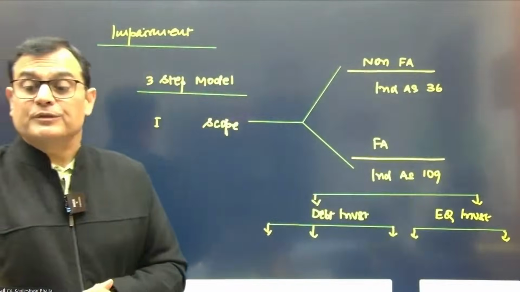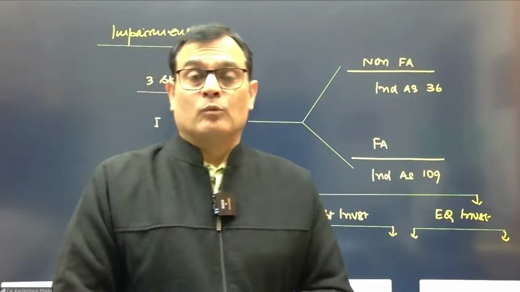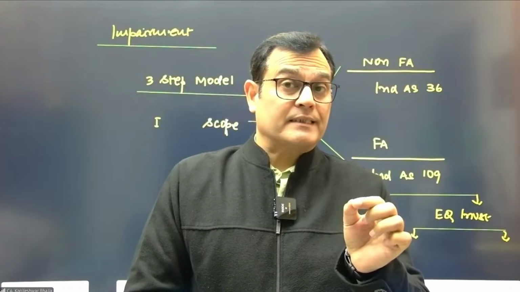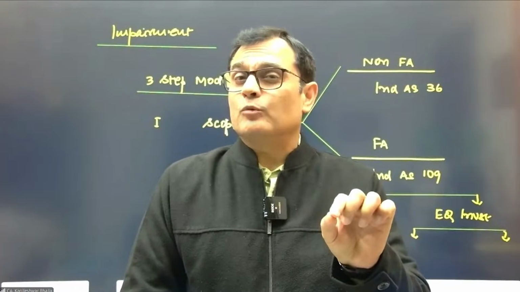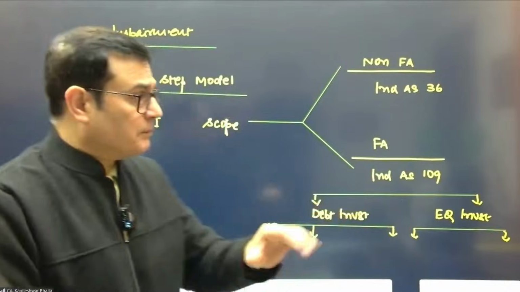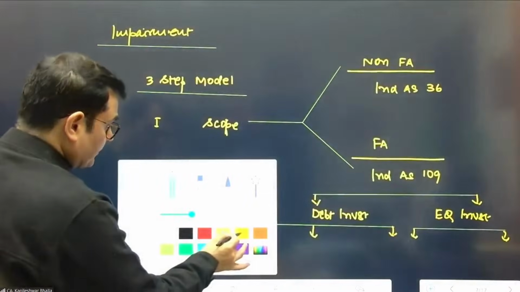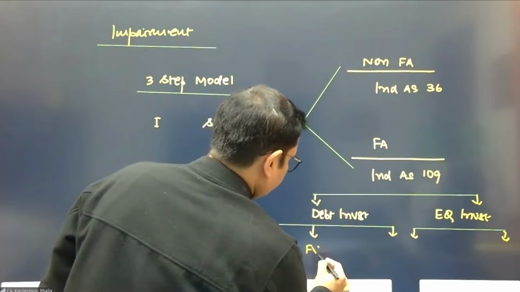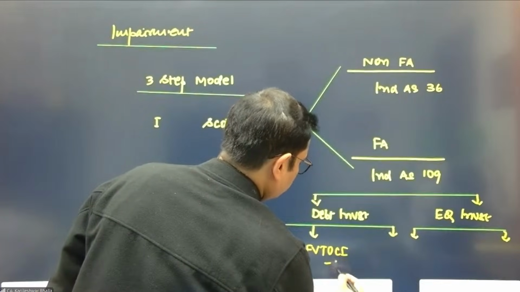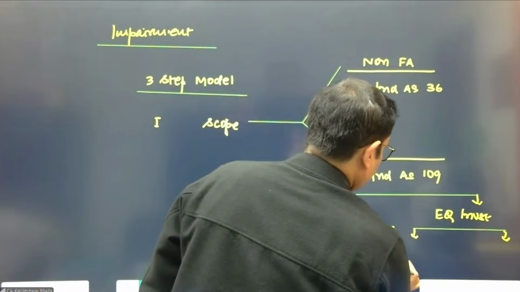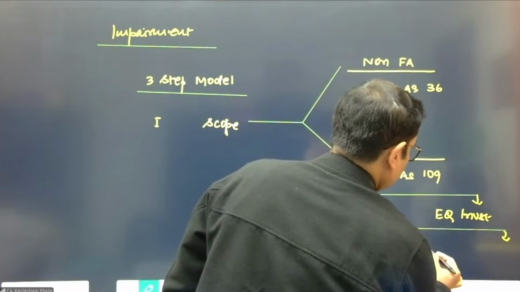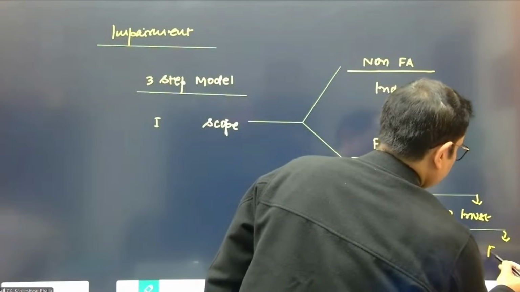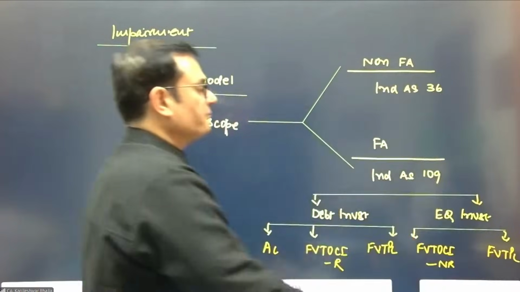I had already given you this aspect in the chart earlier, when we did the subsequent measurement of financial assets. So today, let me just reconnect the dots. Debt investments could be taken at amortised cost, or FVTOCI, which is recycling, or FVTPL. Equity investments could be FVTOCI non-recycling, or they can be taken at FVTPL.